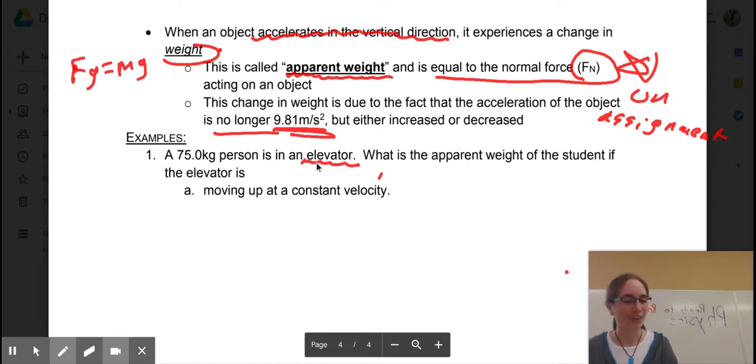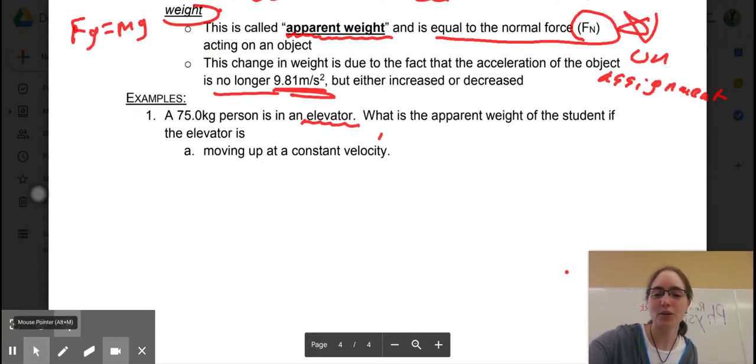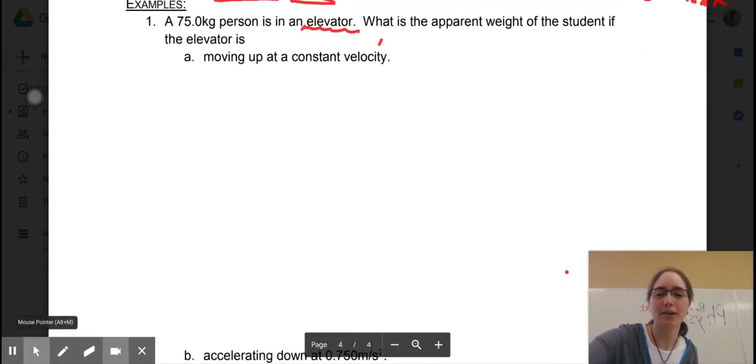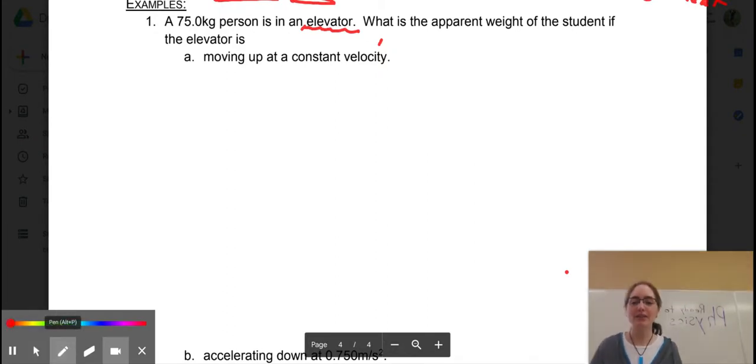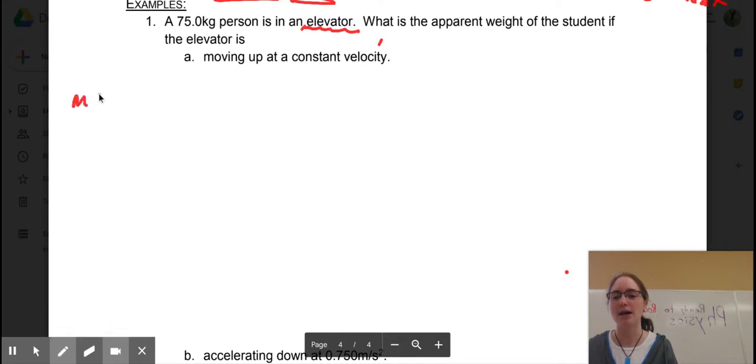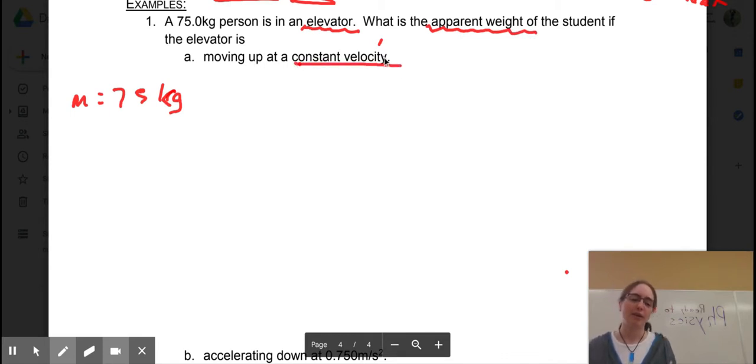So let's work through our example. Okay, I'm going to scroll up. There we go. So if a 75 kilogram person is in an elevator, I'm going to write down the mass. What is the apparent weight if the elevator is moving up at a constant velocity? All right, so let's think about this for just a moment.